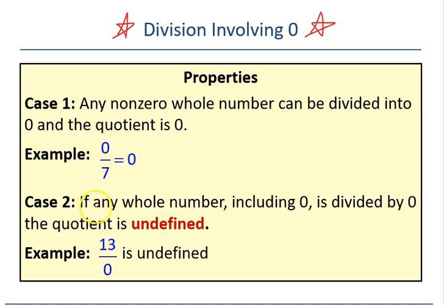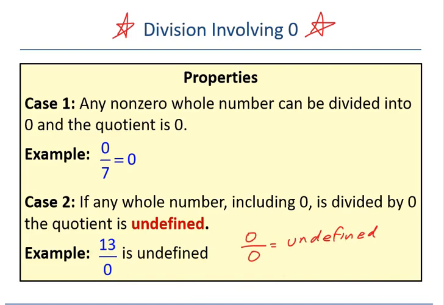Case 2. If any number, including 0, is divided by 0, the quotient is undefined. So basically, 0 will go into 13, how many times? That doesn't make sense. If I'm losing you there, just trust me on this right now, because even 0 divided by 0 is still undefined. Just kind of a rule. You cannot divide by 0. It's a basic rule of math.